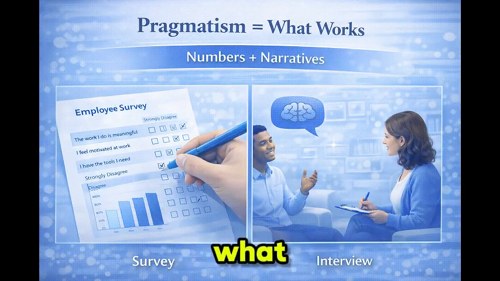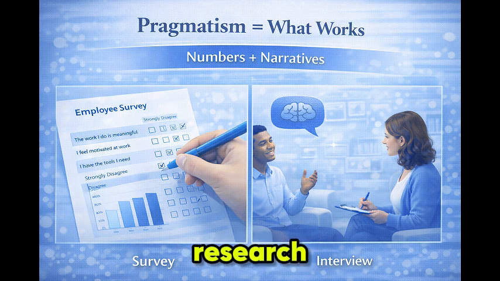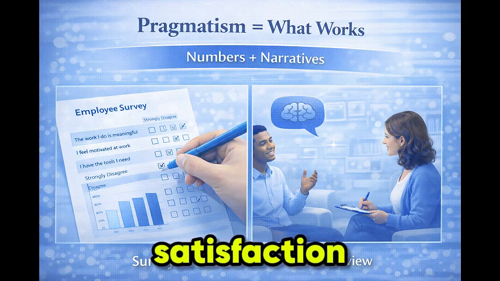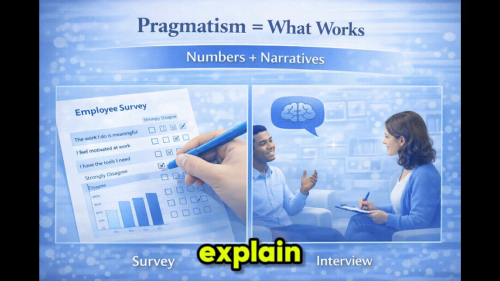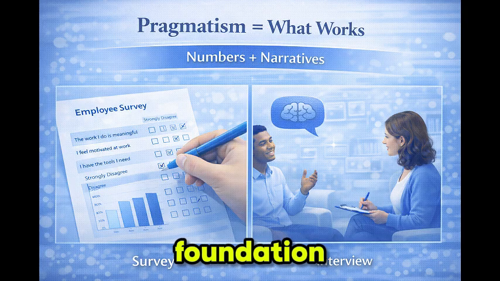Pragmatism focuses on what works. It does not commit to one philosophy. Instead, it chooses methods that best answer the research question. For example, you may use a survey to measure job satisfaction, and interviews to explain why satisfaction is low. Your research philosophy is the foundation. Every other decision must align with it.